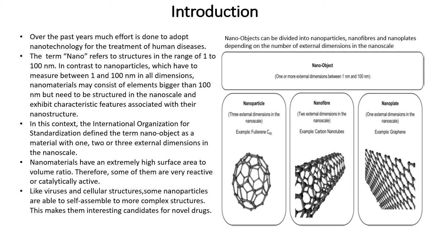For this, the International Organization for Standardization defined the term nanoobject as a material with one, two, or three external dimensions in the nanoscale. Nanoobjects can be divided into nanoparticles, nanofibers, and nanoplates, depending on their number of external dimensions in the nanoscale. Nanoparticles have three external dimensions in the nanoscale. Nanofiber has two external dimensions in the nanoscale, and nanoplate has one external dimension in the nanoscale.